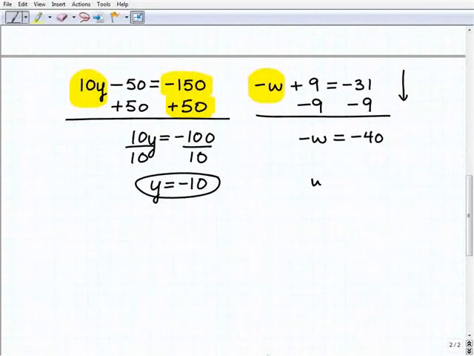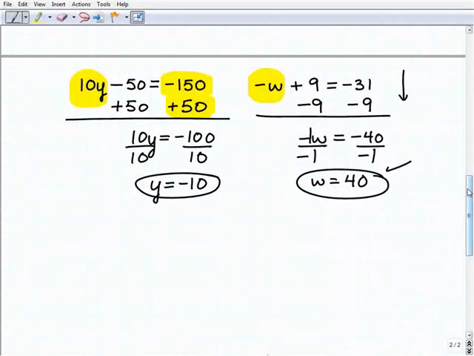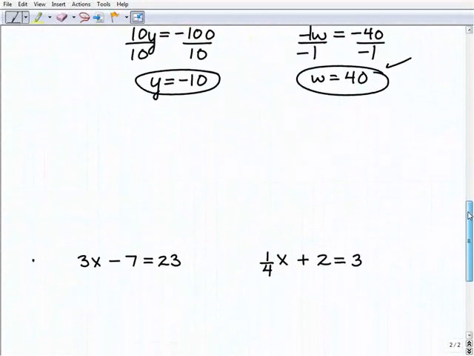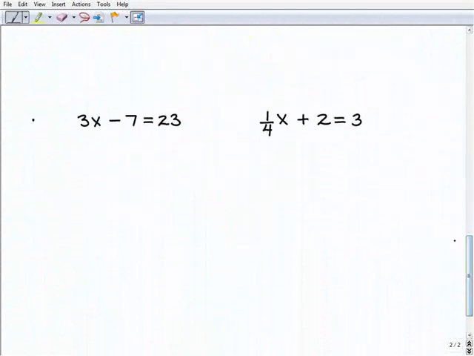Now, I want w equals a number, not negative w. So this negative sign in front of the w is really like a -1. So I have to divide both sides of the equation by -1 to get that positive w. So w will be equal to -40 divided by -1, or a positive 40. Okay, so let's take a look at our last two problems.